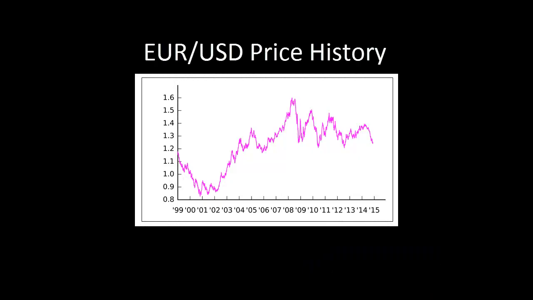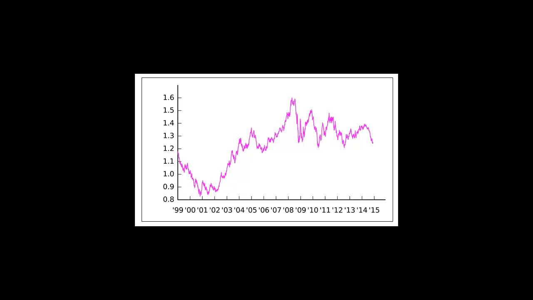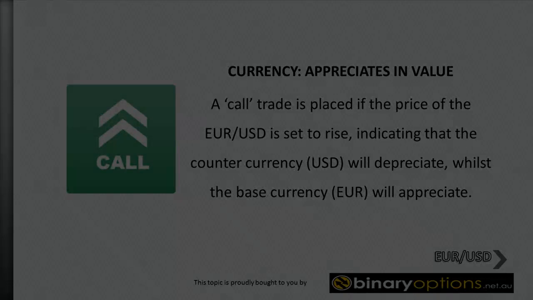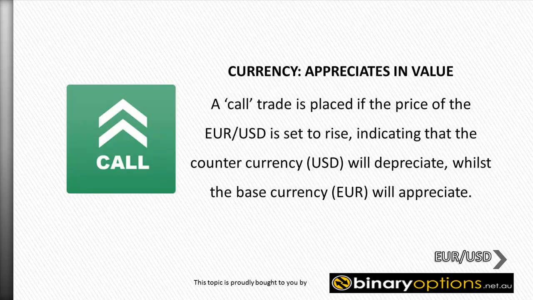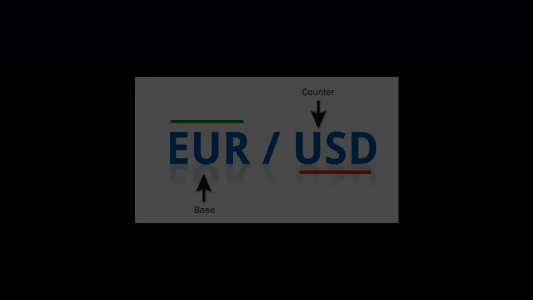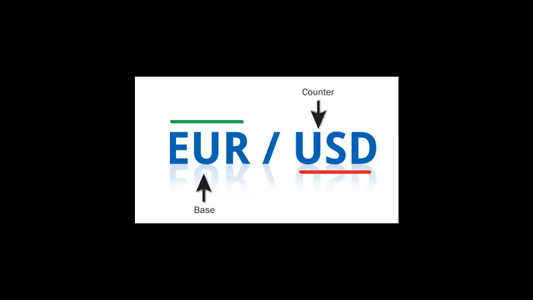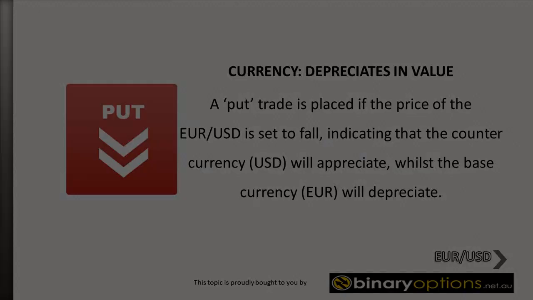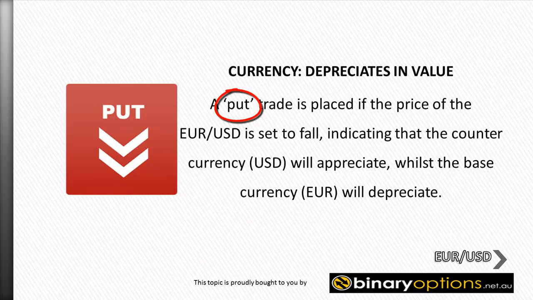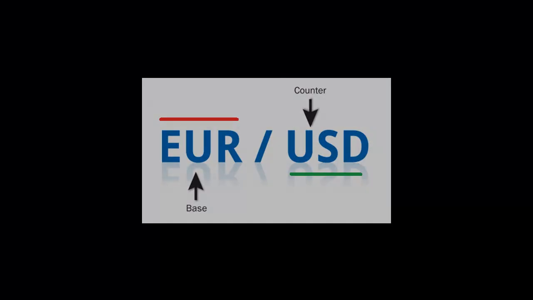Because binary options traders are not concerned with how much an asset moves in price, only the direction, a binary options trader places a call trade if they believe the price of the euro-US dollar is set to rise. That is, that the counter currency, the US dollar, will depreciate, while the base currency, the euro, will appreciate. Conversely, the binary options trader places a put trade if they believe the price of the euro-US dollar is set to fall, indicating that the counter, the US dollar, will appreciate, whilst the base currency, the euro, will depreciate.